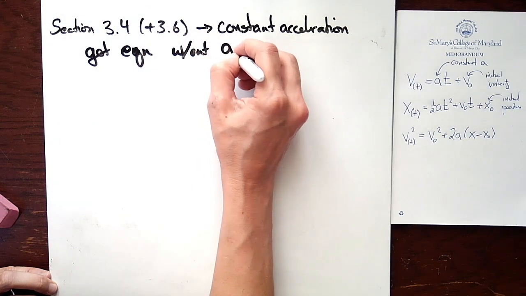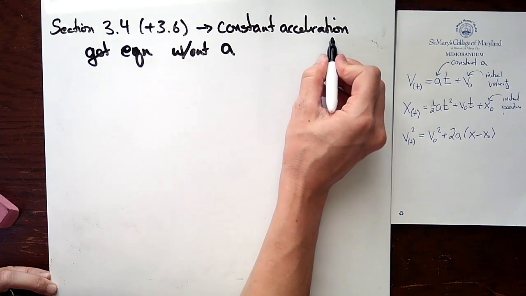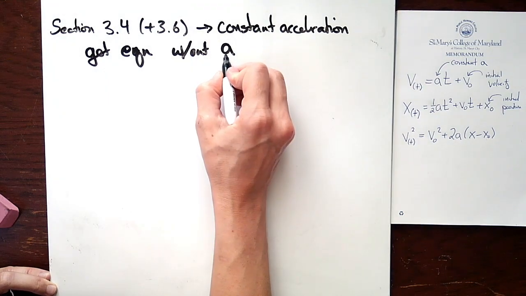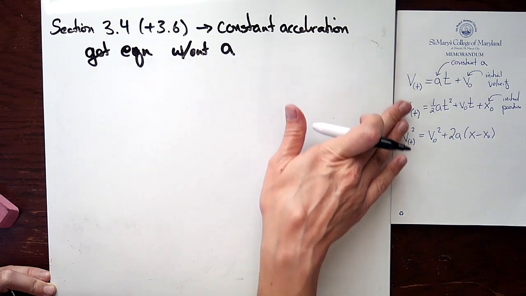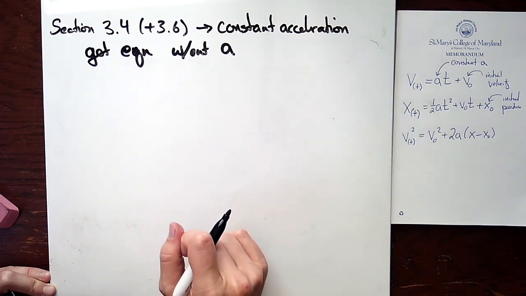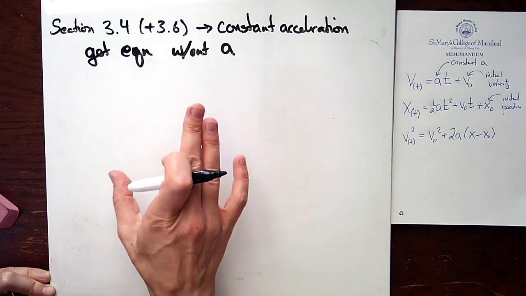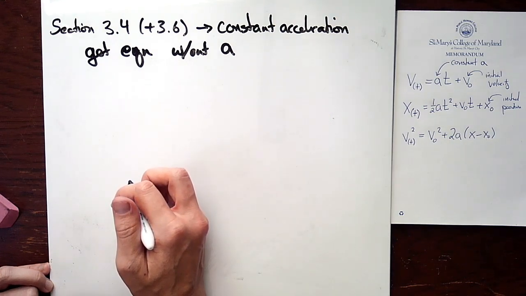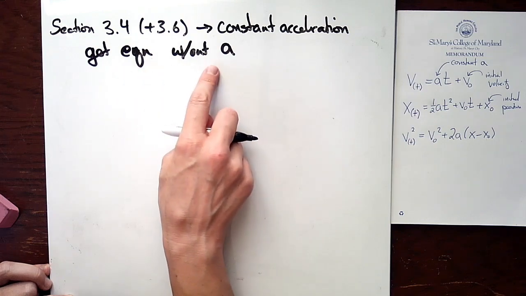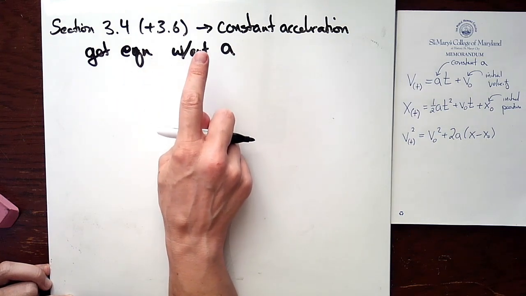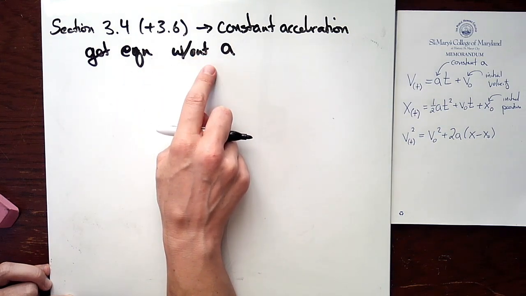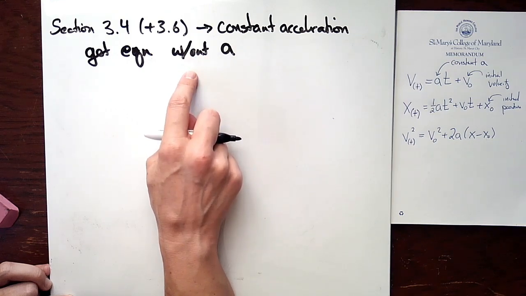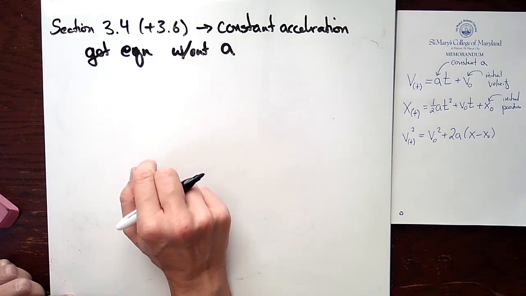without a. So if we know that the acceleration is constant, but we don't actually know what number it is, we can manipulate these equations so we get an equation that doesn't have a in it, but it's still good for when we can model things with a constant acceleration type situation. So we're going to do the same thing we did previously with time. We're going to pick one of the equations, solve for a, and then plug that value of a into one of the other equations and see what we get.